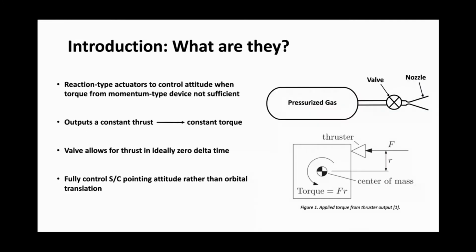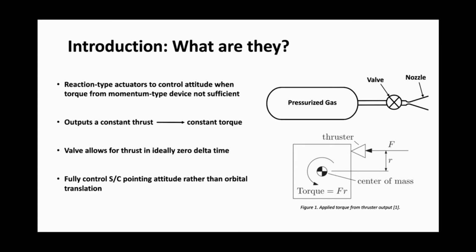All right, so Bang Bang thrusters are reaction type actuators for controlling spacecraft attitude, and they're different than momentum type devices like reaction wheels because angular momentum is not conserved since an external force is applied. And Bang Bang thrusters are generally used when the desired torque is greater than what can be put out from a reaction wheel. And by nature, they just put out a constant thrust and therefore constant torque. So they go from a zero thrust level to 100%.